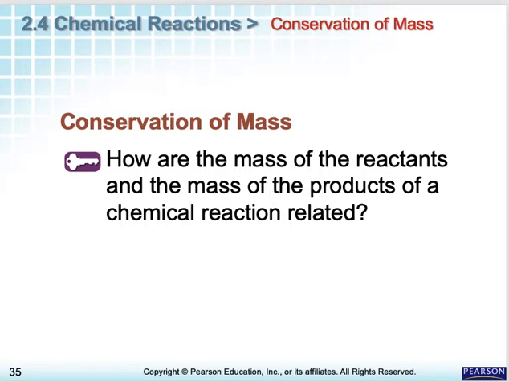Okay, welcome back, and let's talk about the conservation of mass. This is kind of the only calculation really that you've had so far, and a few conversions, but I try and at least get one calculation every chapter. So, how are the mass of the reactants and the products related in a chemical reaction?